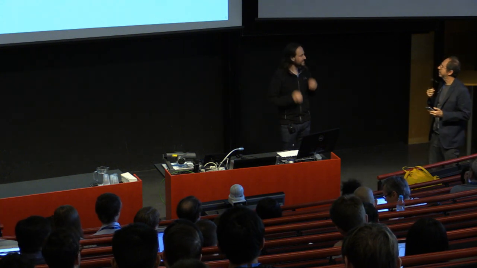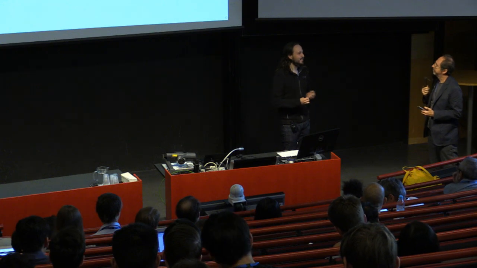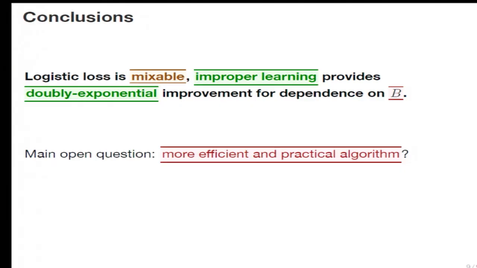Can you handle other losses? Yeah, I think basically anything that has the structure of log loss applied to some Lipschitz link function should be fine. So it's mixability that's key? Yeah, it's anything that has that.